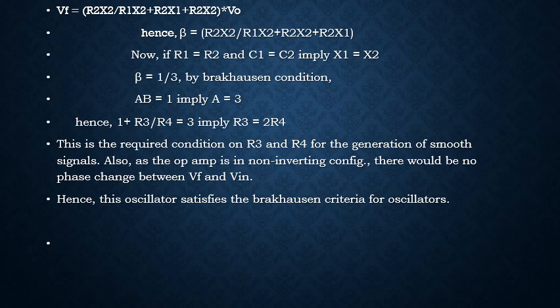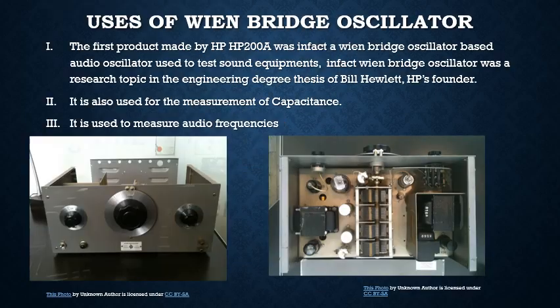Also, the op-amp is in non-inverting configuration. There will be no phase change between VF and VO. Hence, this oscillator satisfies the Barkhausen criterion for the oscillators.